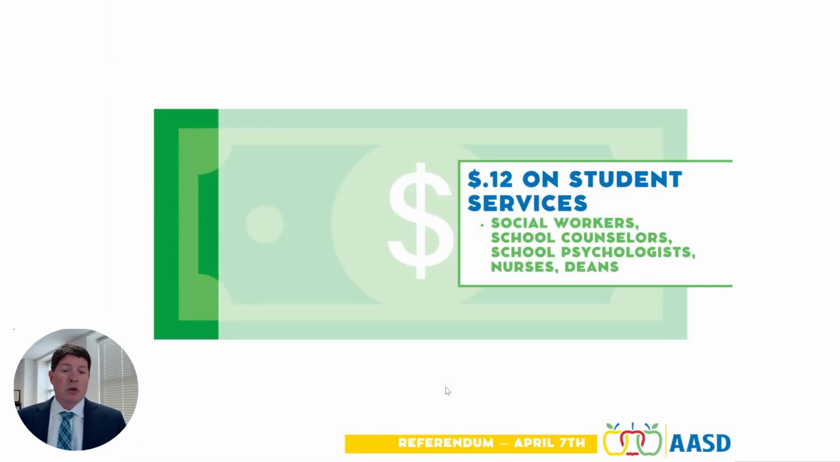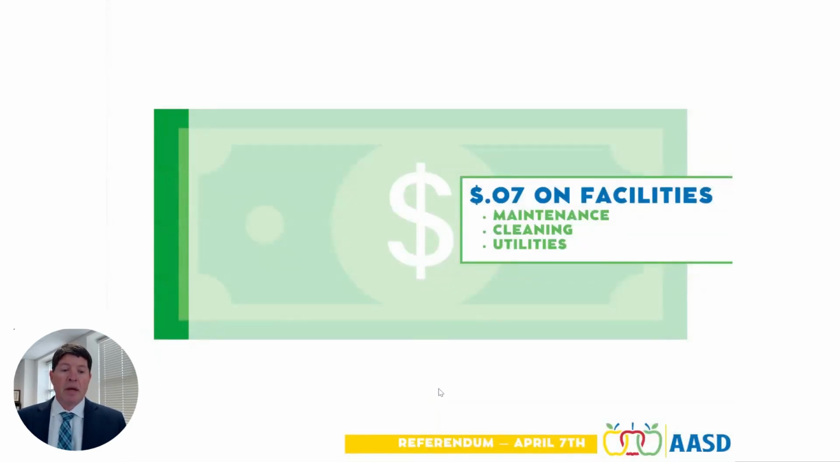The next dollar amount here is 12 cents out of every dollar on student services. These are specific positions that work directly with students: social workers, school counselors, psychologists, nurses, deans. So again, in our schools, working with students, 12 cents out of every dollar. And then 7 cents on facilities. That's maintenance, cleaning, and utilities of our buildings. So now we've spent 87 cents out of every dollar.